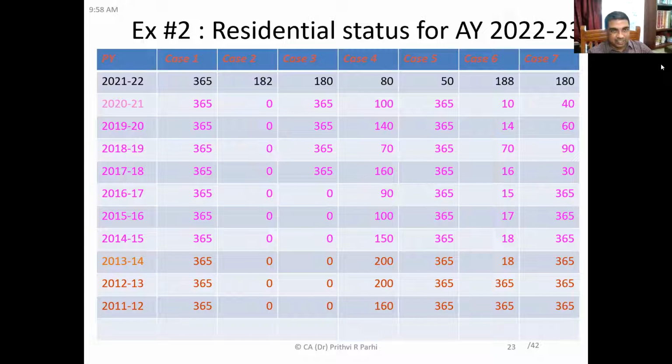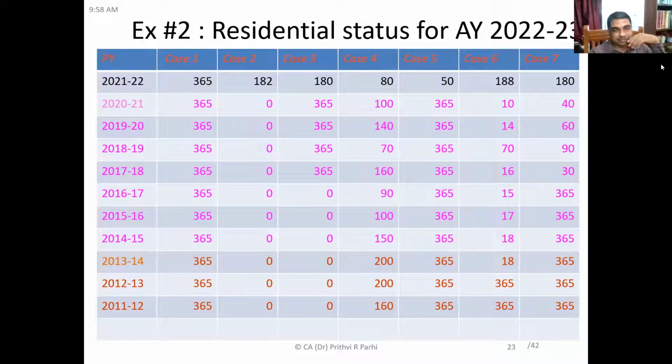So now you answer me, what is case number 1? This is the situation of an individual. This is the number of days of stay. Whether he is a resident, and that is resident and ordinary resident, or resident but not ordinary resident. Sir, resident. Resident, I know, but the question is whether he is resident and ordinary resident, or resident but not ordinary resident.